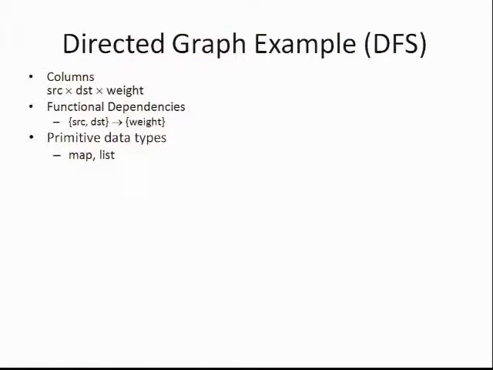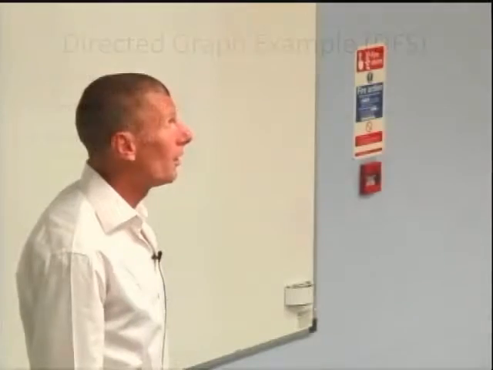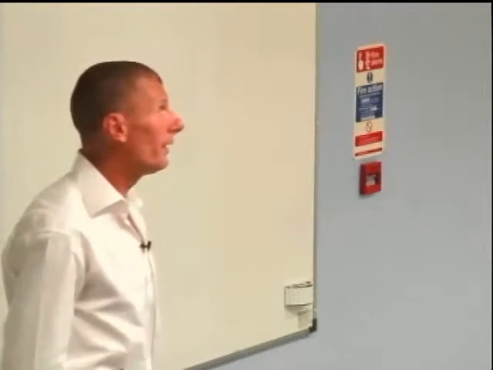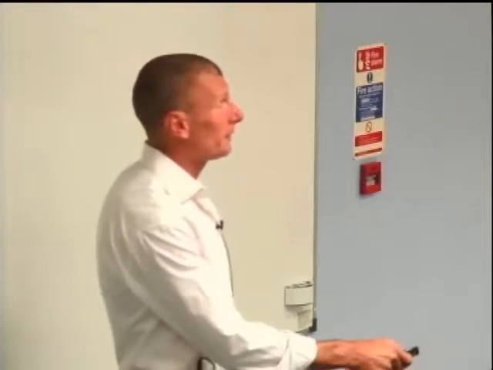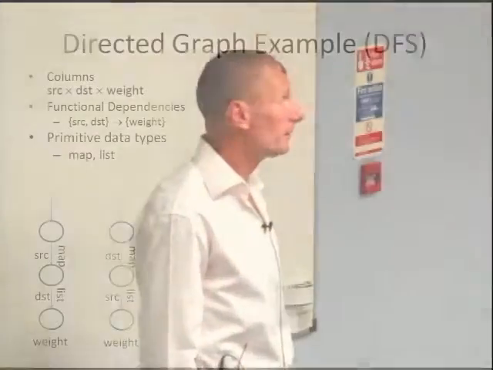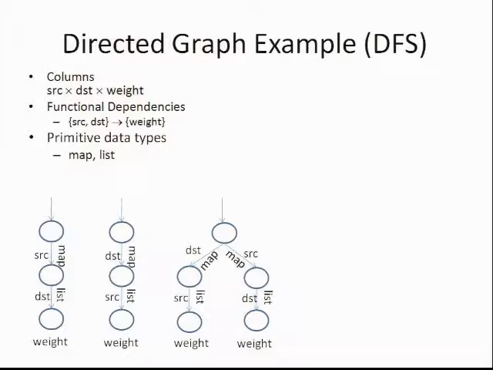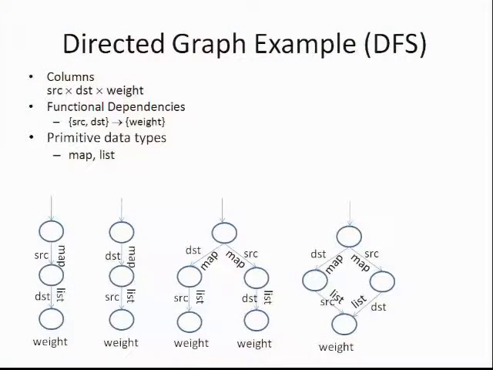So I'll give you a toy example. Think of a depth first search. How do you implement it? You have a source, a destination, and a weight. And there is a functional dependency that the source and the destination determine the weight. And for example, suppose you take primitive data structures like map and list. So you can enumerate them. For example, here I'm enumerating the ones of size 4, but you can enumerate them. And that's what we do.